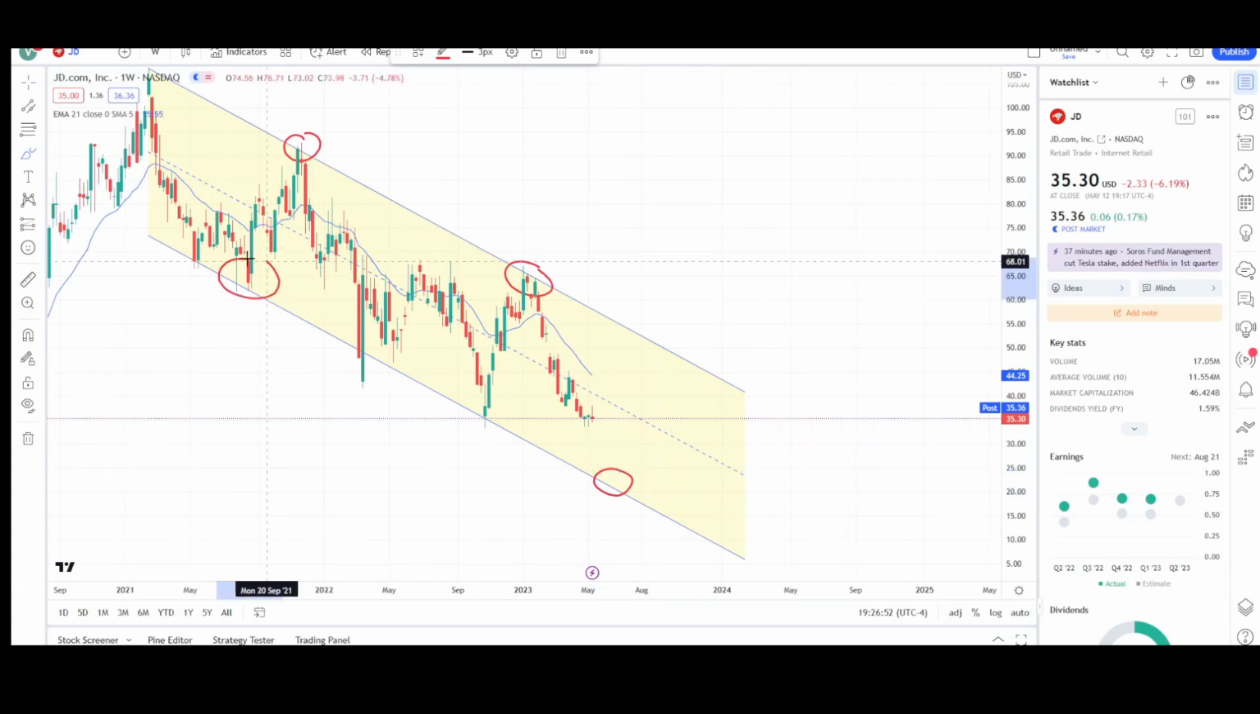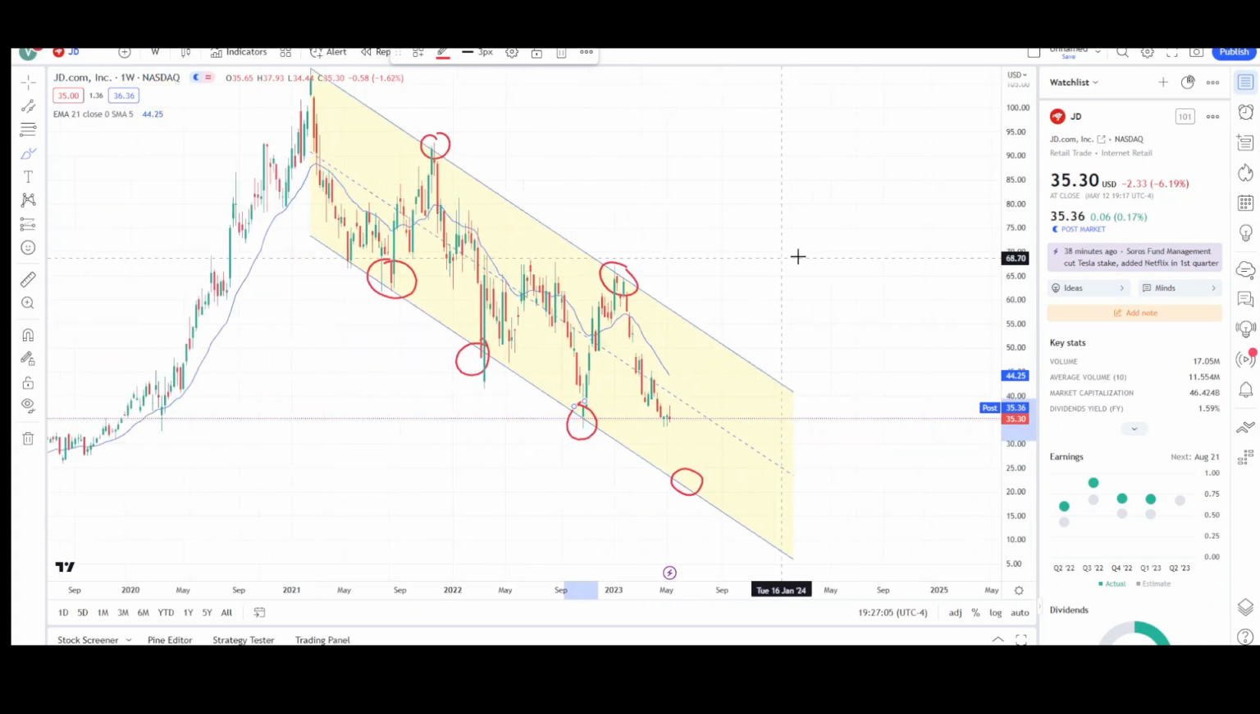Just like we hit over here the lows, we went to the highs, we went to lows, prices slowly came back, tried to come back to the highs, failed, came to the lows, came to the highs. Now it's probably going to come back to the lows. So that's what it's targeting to do. We'll see if JD can do that.